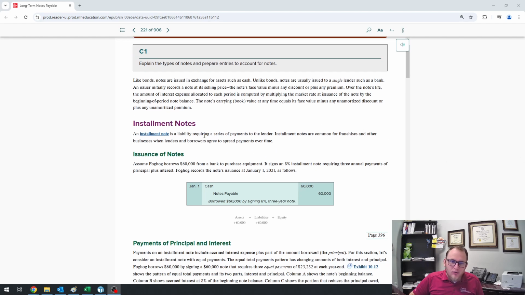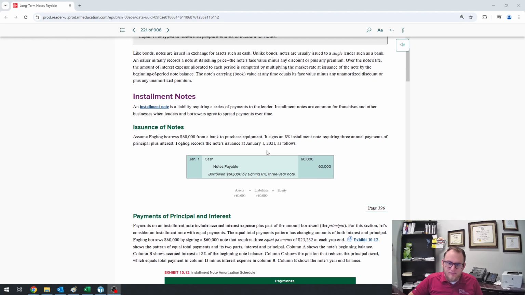So the example that the textbook gives us is, assume Fog Hog, the company, borrows $60,000 from a bank to purchase equipment. The company signs an 8% installment note requiring 3 annual payments of principal plus interest. So in order to record that payable, we're going to debit cash because they're giving us $60,000 in cash, and we're going to turn around and purchase equipment. So debit cash for the $60,000, and we have a notes payable for $60,000.